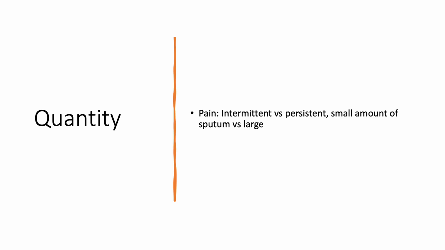When you talk about quantity, you're scoring the pain, 0 to 10. You talk about whether this is intermittent pain or persistent pain. You're talking about the sputum. Is it a small sputum? Is it a large sputum? These are the ways. Like, for example, you say this is yellow sputum, small sputum versus large sputum.